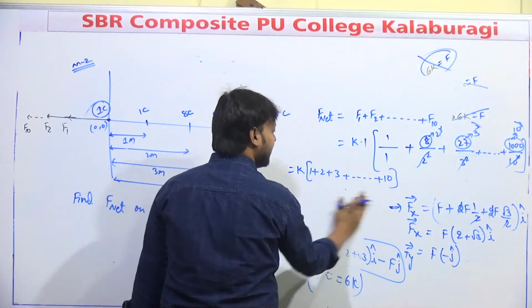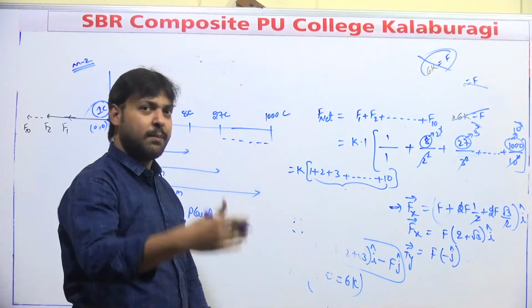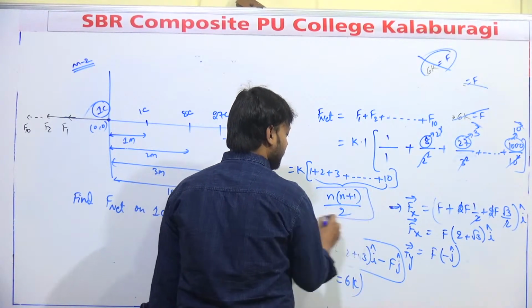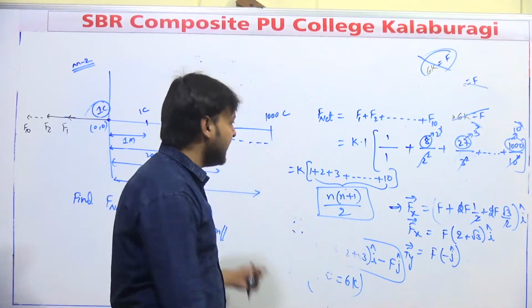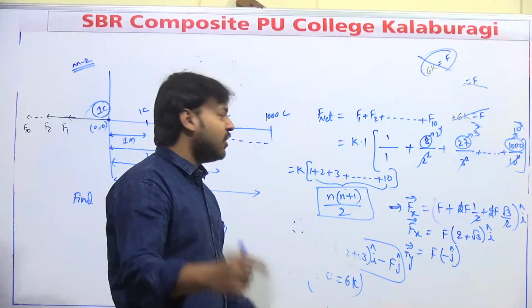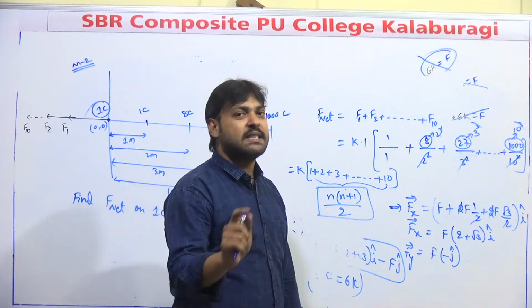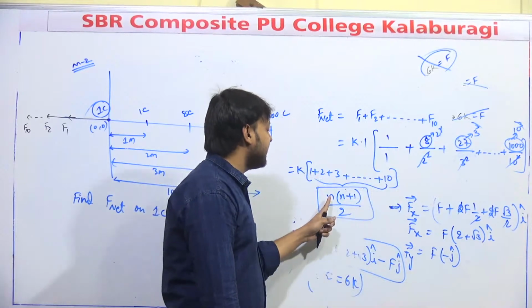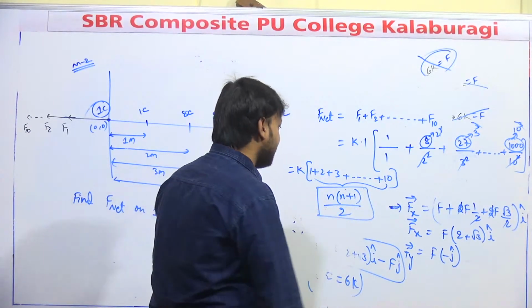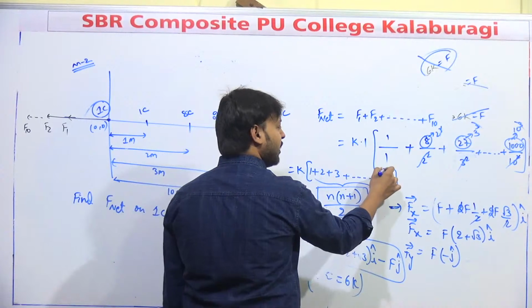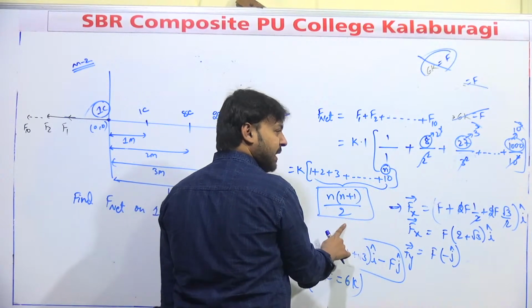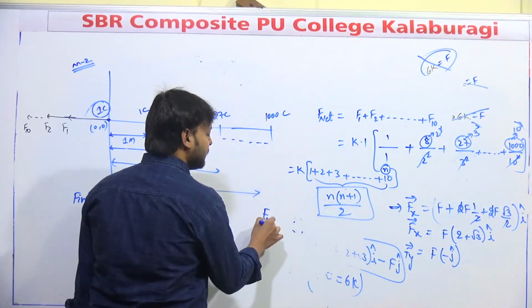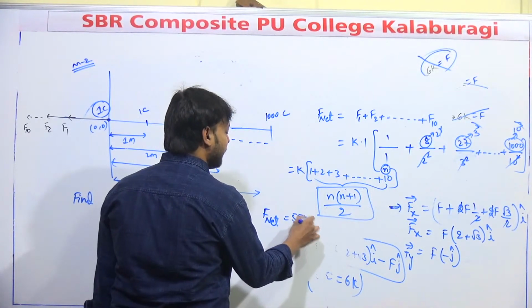How do we calculate these types of sums? 1 plus 2 and so on up to n: the formula is n into n plus 1 divided by 2. We studied this in progressions, and those types of progressions are very important here. If it is a GP, the sum is A divided by 1 minus R. Here n is 10, so 10 into 11 by 2: 10 by 2 is 5, and 5 into 11 is 55. So the net force equals 55 times K.